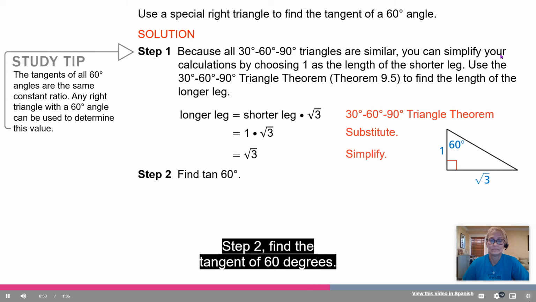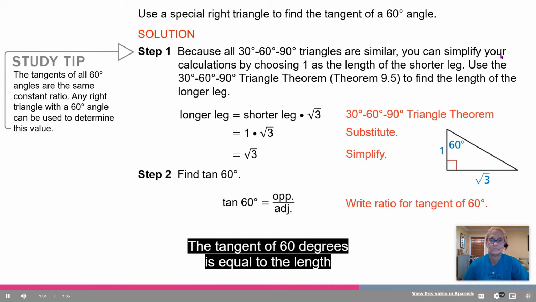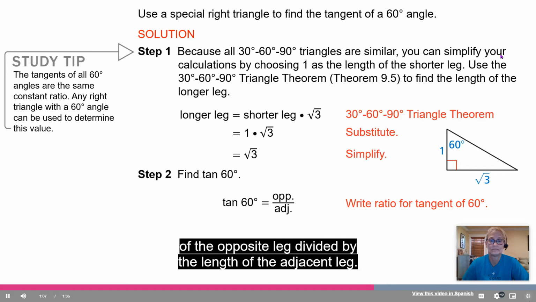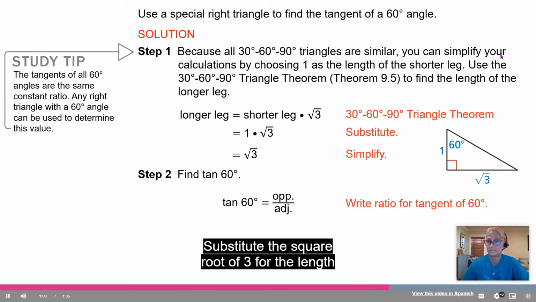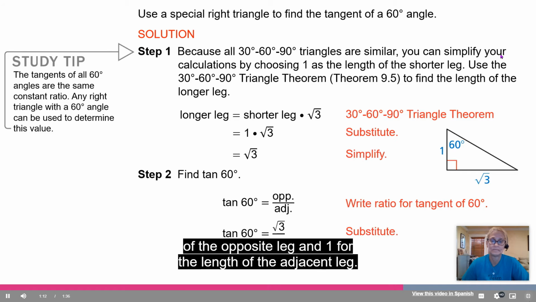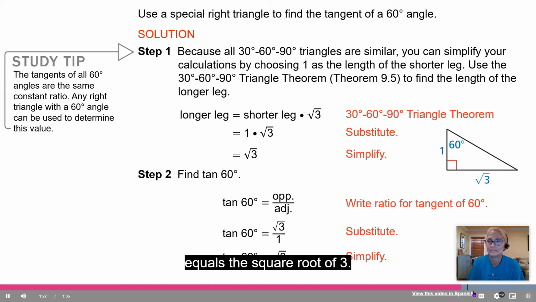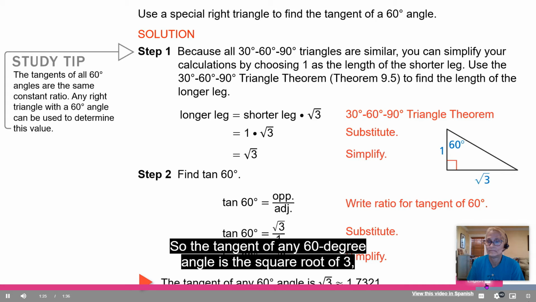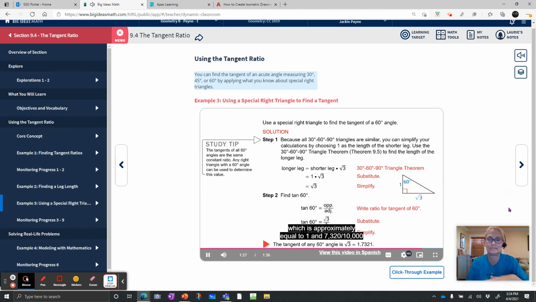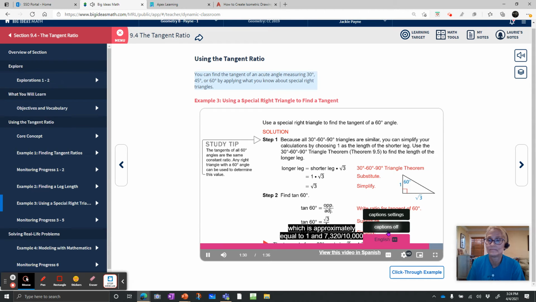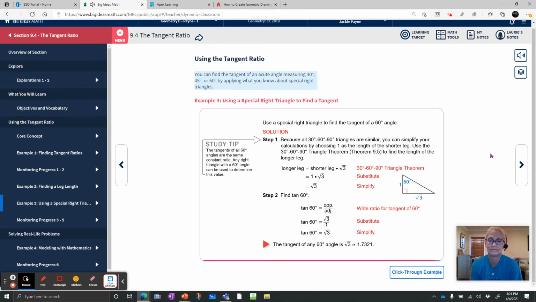Step 2. Find the tangent of 60 degrees. The tangent of 60 degrees is equal to the length of the opposite leg divided by the length of the adjacent leg. Substitute the square root of 3 for the length of the opposite leg and 1 for the length of the adjacent leg. When you simplify, you get the tangent of 60 degrees equals the square root of 3. So, the tangent of any 60-degree angle is the square root of 3, which is approximately equal to 1.7321. Yeah, sorry about the captions over that.